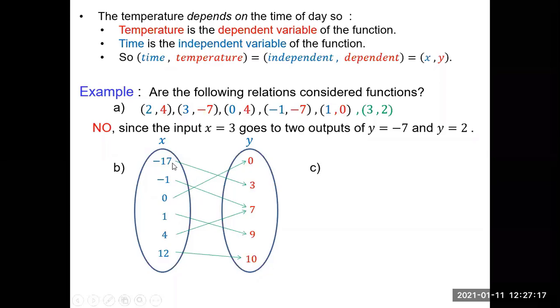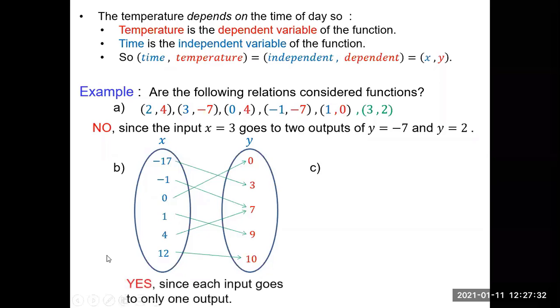And notice that each of these x's, -17, gives me an output of 3. -1 gives me an output of 7. 0 gives me an answer of 0, and so on. So this is a function because every single x only has one arrow coming out of it. Every x is only going to one y.